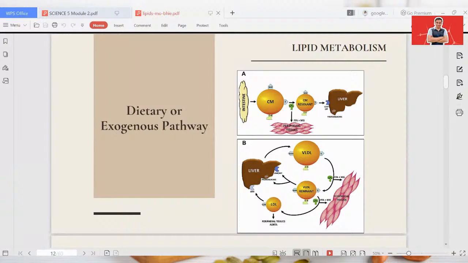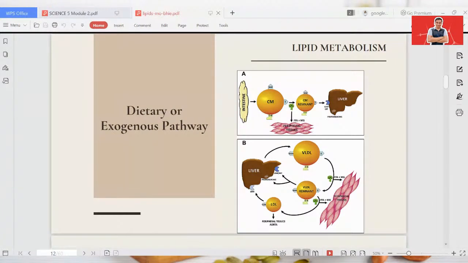So, this starts off by eating oily or fatty foods, and pagdating niya sa ating small intestine during digestion, yung pancreatic lipase natin, hindi niya ma-access yung fats na yun kasi yung fats malalaki masyado na molecules. Kailangan pa siya i-break down into smaller molecules with the help of bile salts para maging smaller molecules siya called micelles, so that it can be accessible to pancreatic lipase.